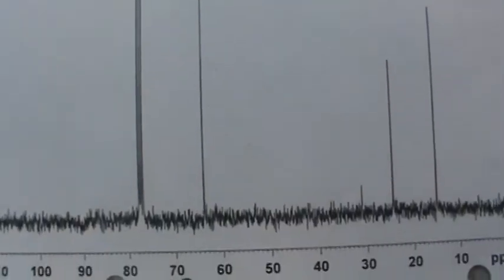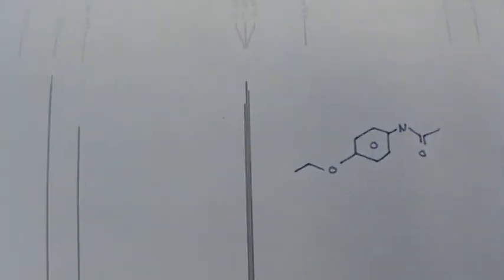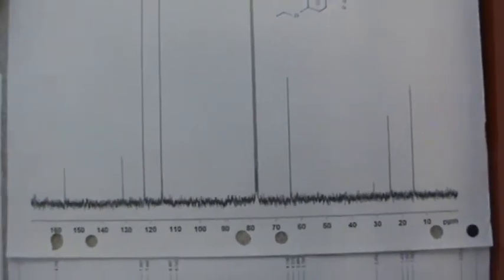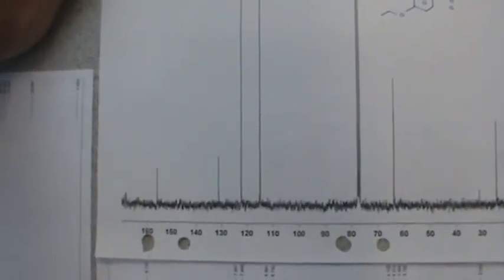There's a peak at 24-ish. The peak at 15 is going to be the methyl group of the ethyl group on the oxygen. The CH2 group is going to be found close to the triplet at 77, which is chloroform solvent. The CH2 group, 63. So that's what it sort of looks like. But we're missing the carbonyl carbon that got chopped off. Let's go to the proton. This is a nice clean example.